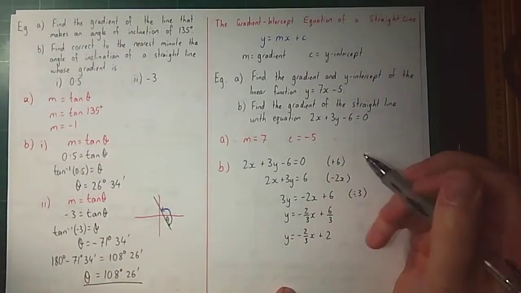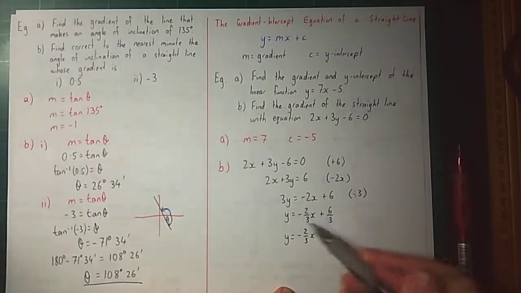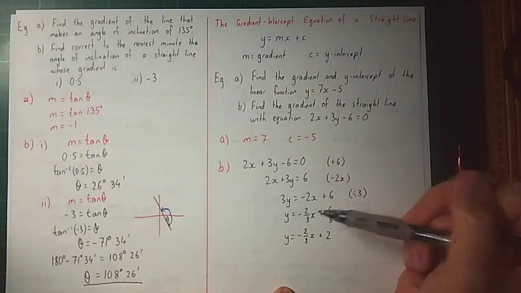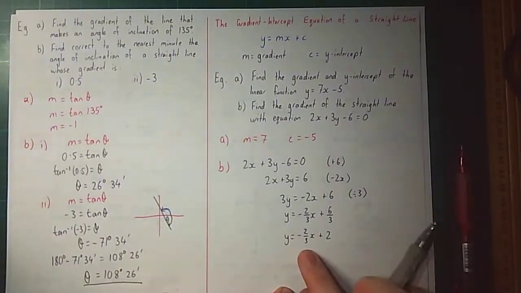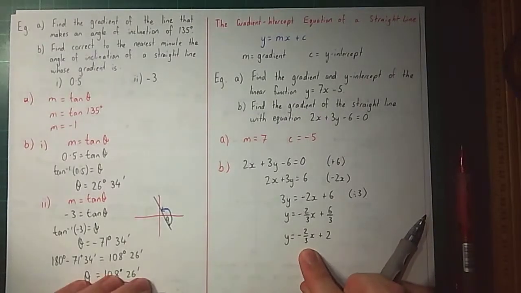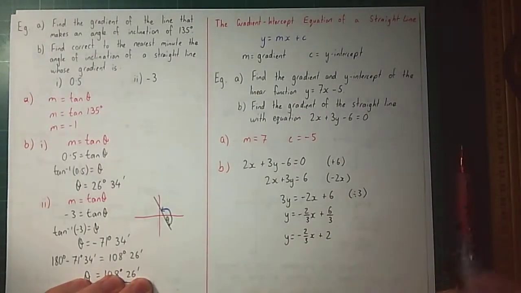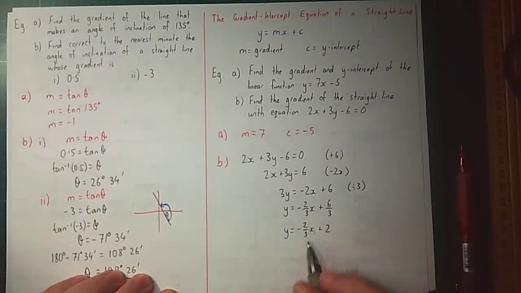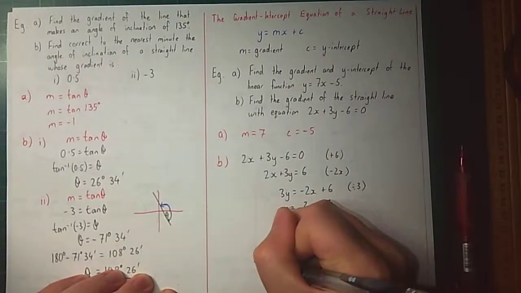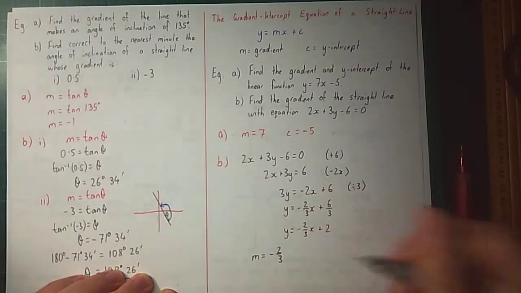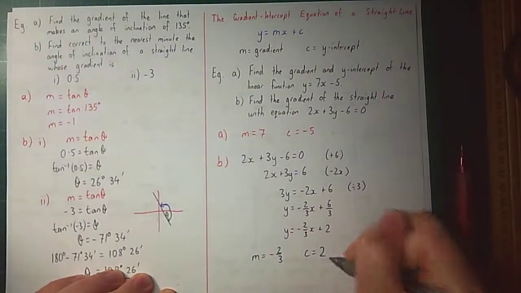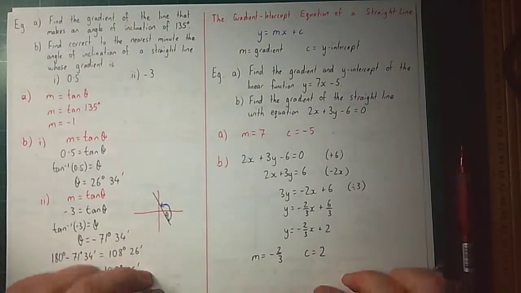Now, this might look unfamiliar to some people. You might have done minus 2x all on 3. It's all the same. I've written it this way so you can easily see that minus 2 on 3 is the m, and then we're left over with the 2. So if I'm going to write this out, showing what m and c is, our m is minus 2 on 3, and our c is a positive 2. So there you go.